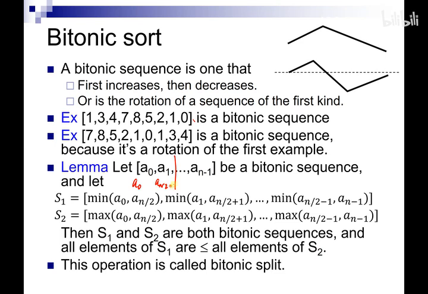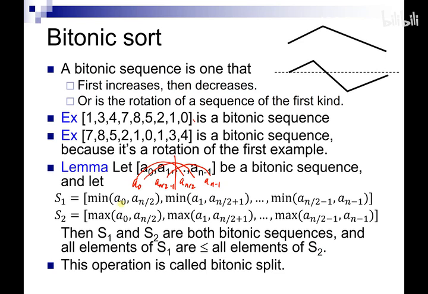N divided by 2 minus 1, okay? And the rest of it starts at a of n over 2 and goes up to a of n minus 1. And now what we're going to do is match up corresponding values like this. We match up the first value from the first half with the first value from the second half, the second value from the first half with the second value from the second half, and so on, and then you match the last value from the first half with the last value from the second half.